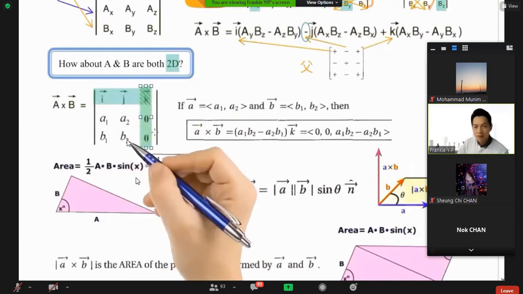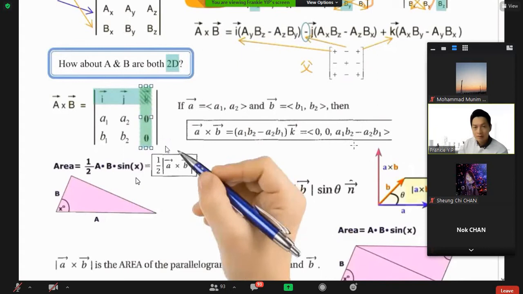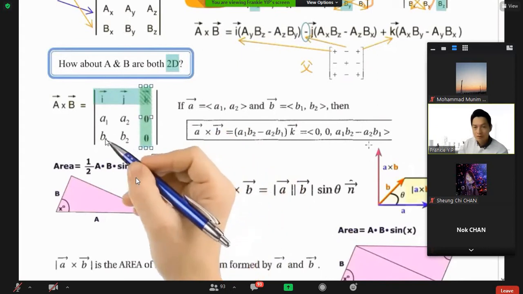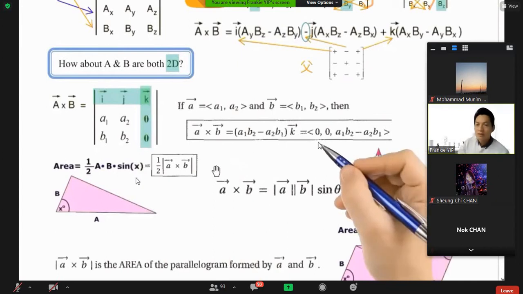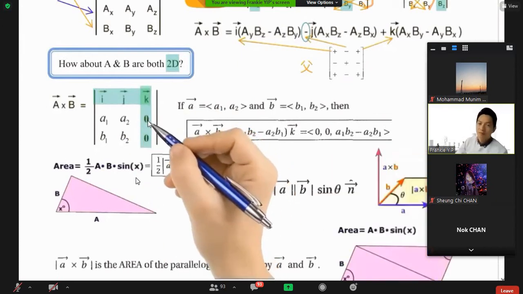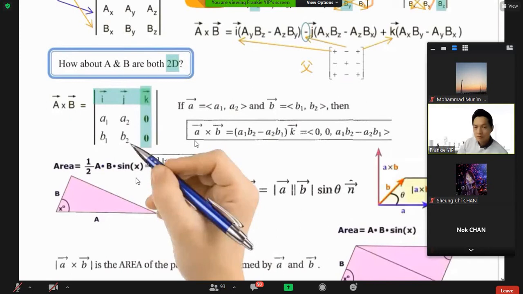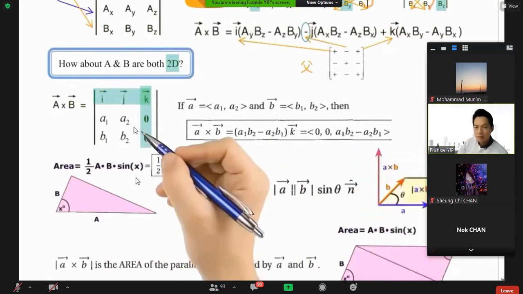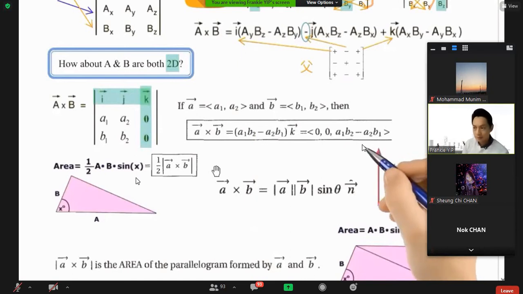It's A1 times B2 minus A2 times B1. So it becomes this. So finally, we have 0i minus 0j, so we have 0, 0 here. And then the last one is A1 B2 minus A2 B1, k. Got it? Is it clear?